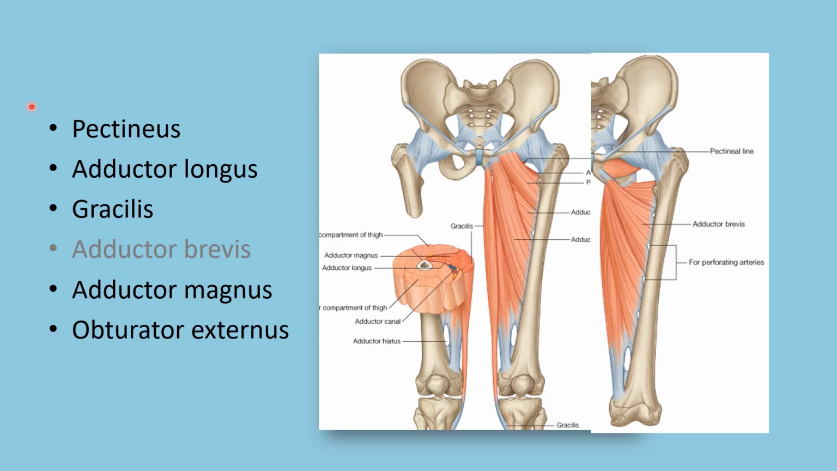See here, most of the adductor group of muscles run from the front of the pubic bone to the shaft or back of the shaft of the femur.